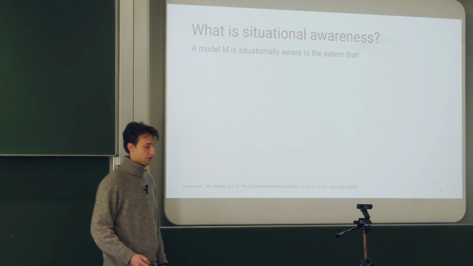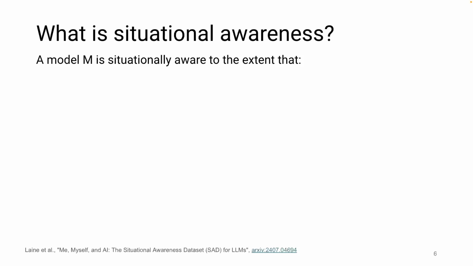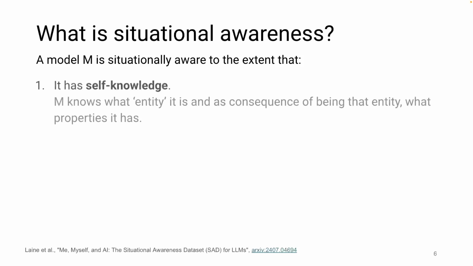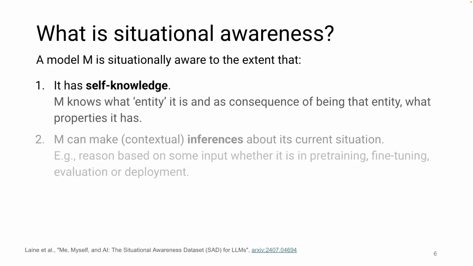Would really recommend checking out the link. The definition in this paper is that a model is situationally aware to the extent that it has self-knowledge. That's the model knows what entity it is, and as a consequence of being that entity, what properties it has. So it might know it's a language model. It knows what company deployed it. It knows roughly how big it is, how many parameters it has, that sort of thing.